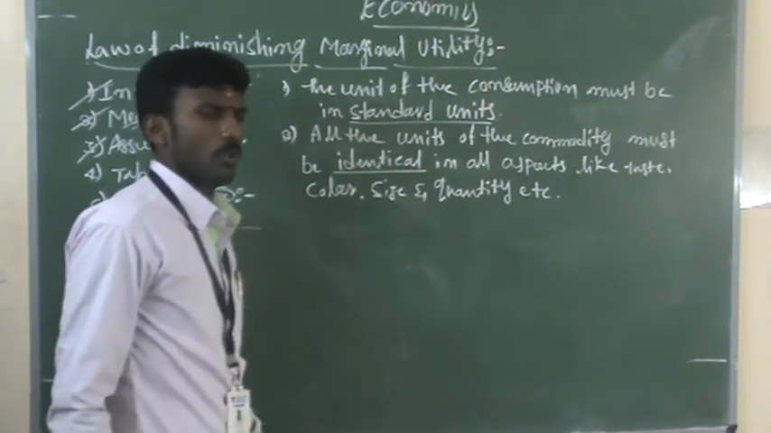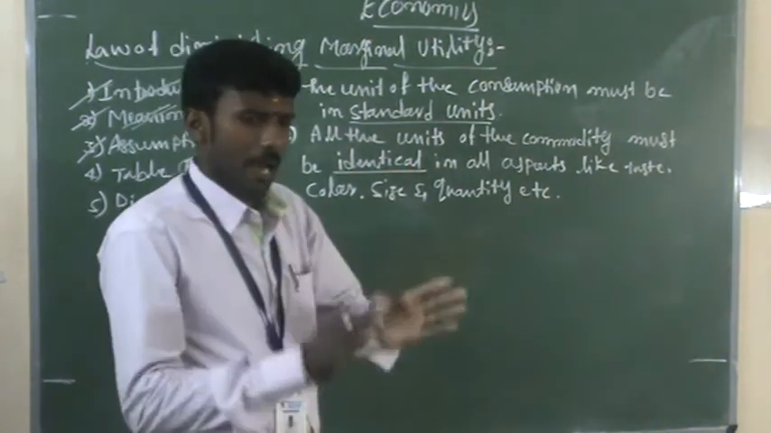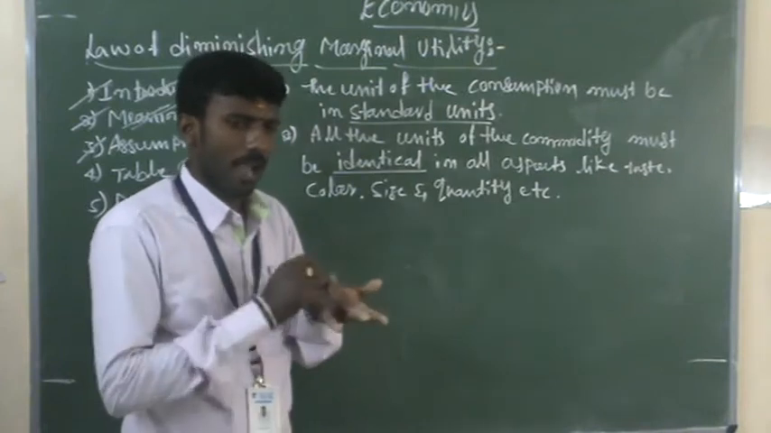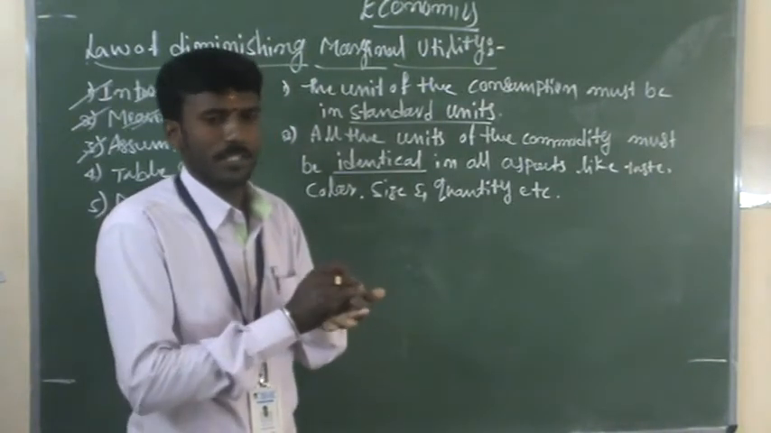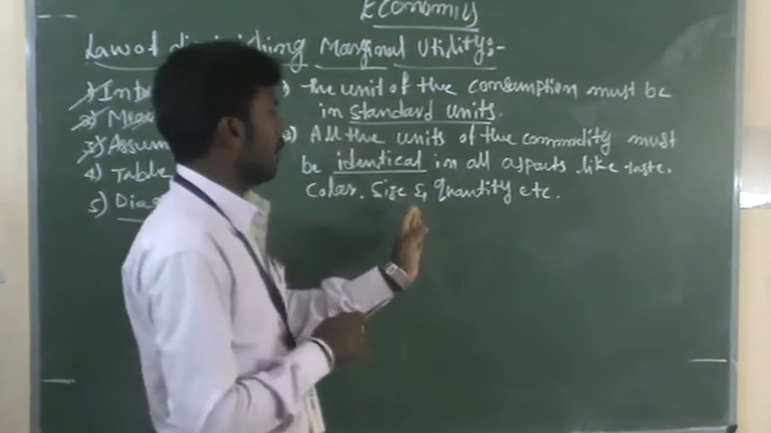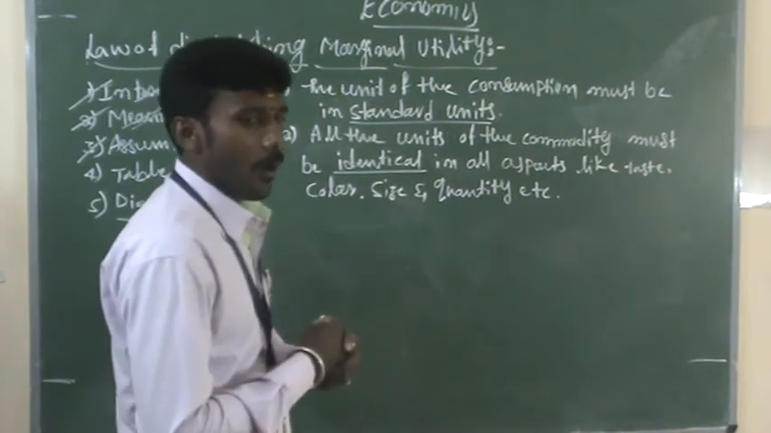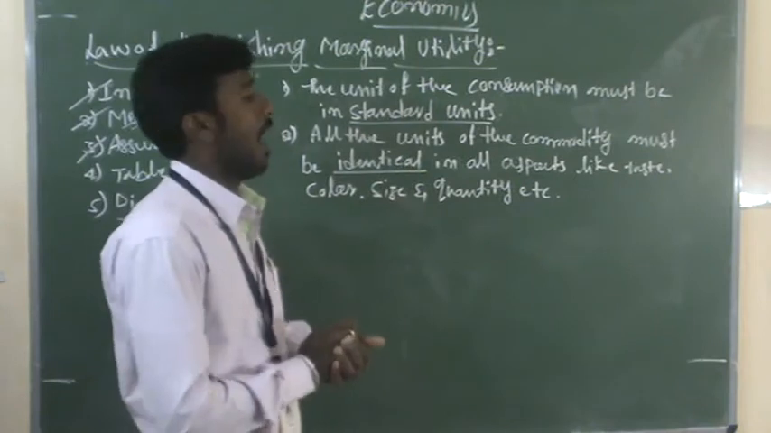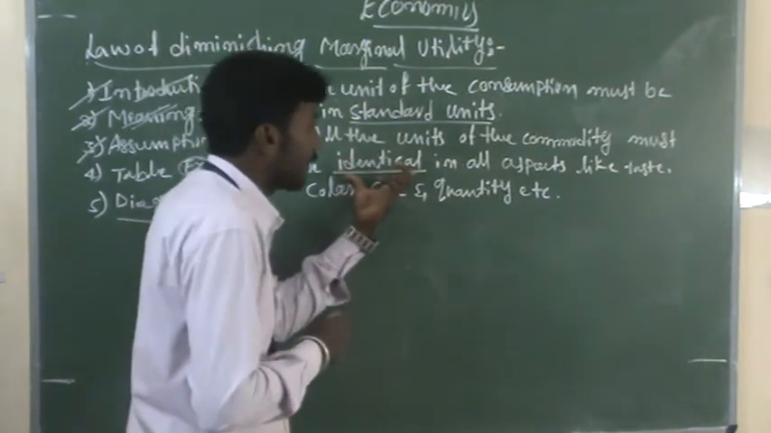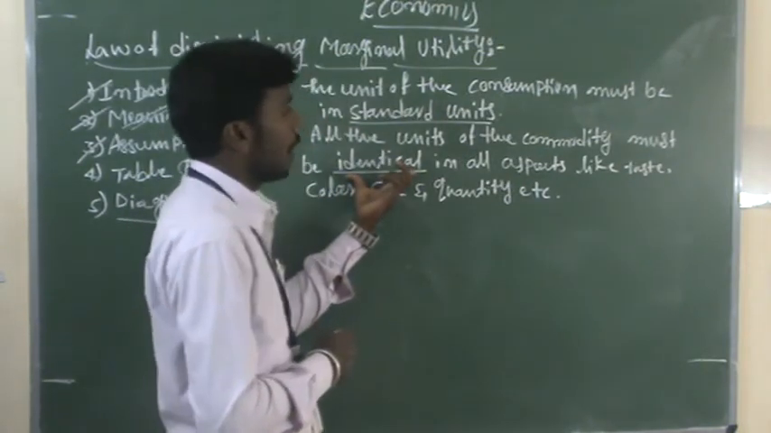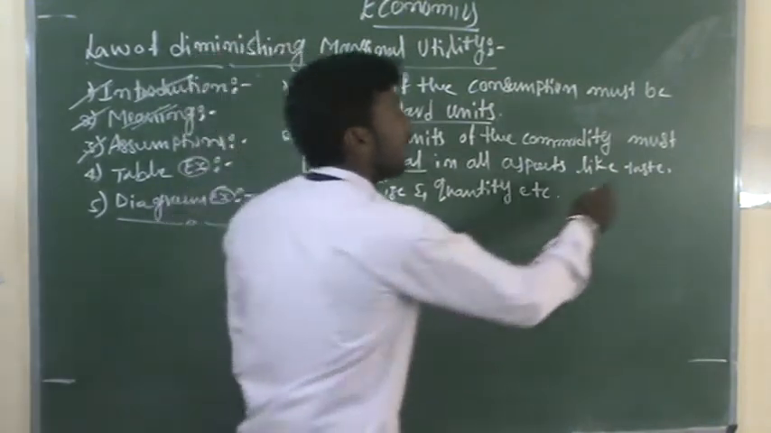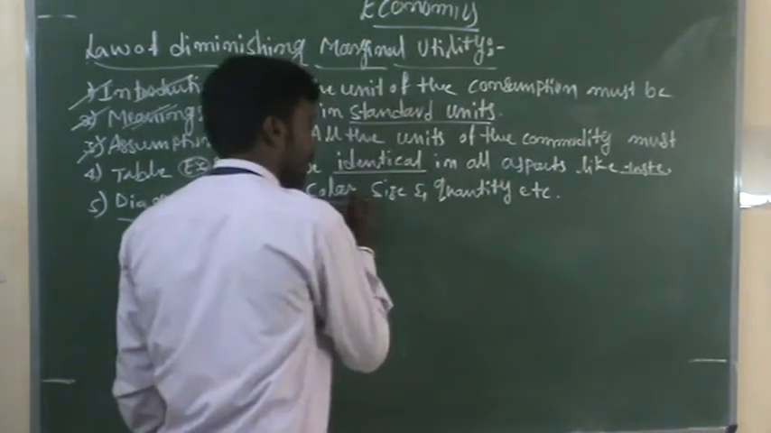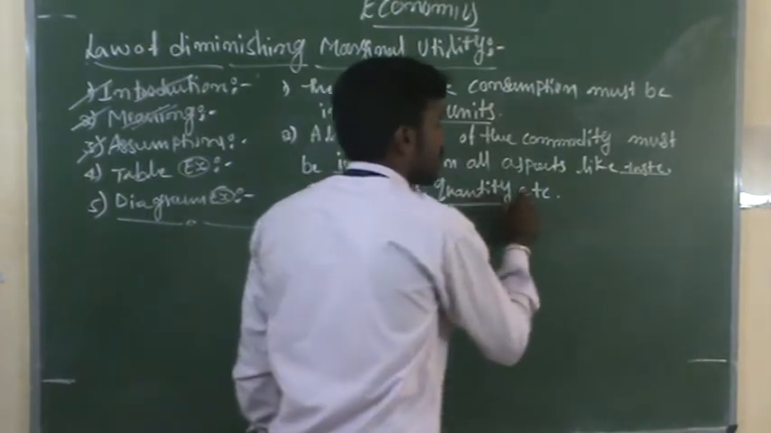See here, we are going to use apples, which means all are apples only. One apple, one mango, one grape, not like that. So here the commodities we use are identical or the same type of commodities, and those identical commodities are the same in taste, color, size and quantity.